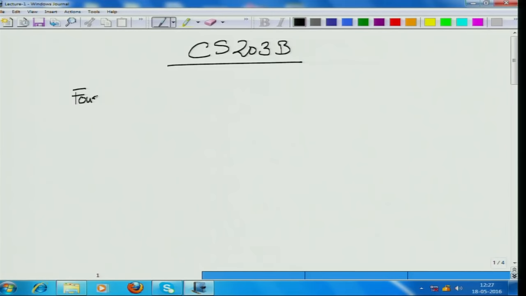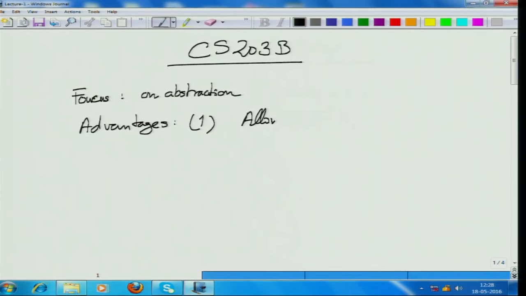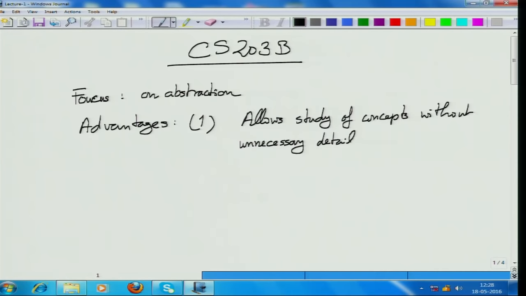Let me just write down. Is that visible? Okay. The advantages of abstraction. First advantage of abstraction is that it allows us to study a concept without unnecessary details, just get rid of the specific details that are not relevant, and you can just look at it only at the core aspects.